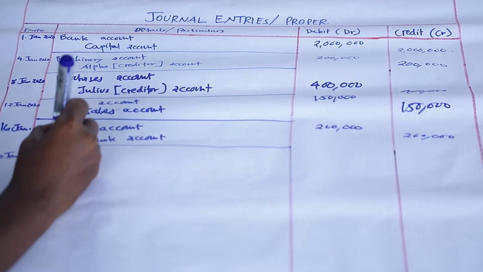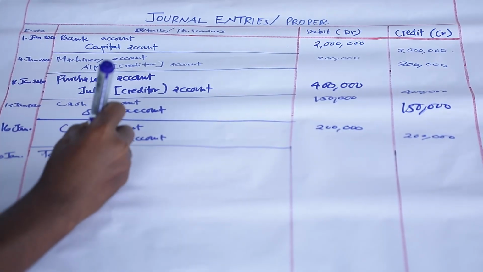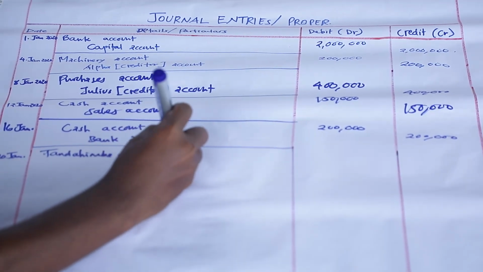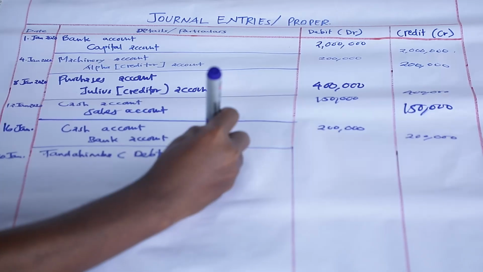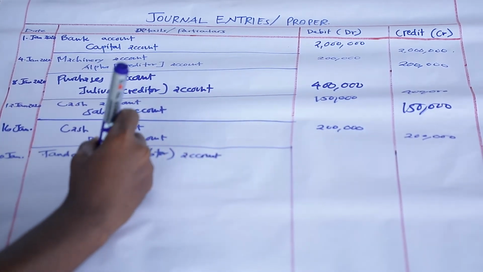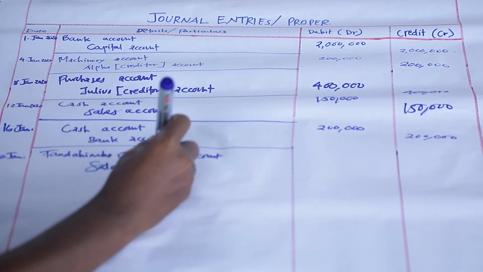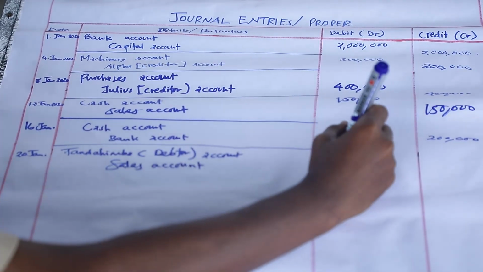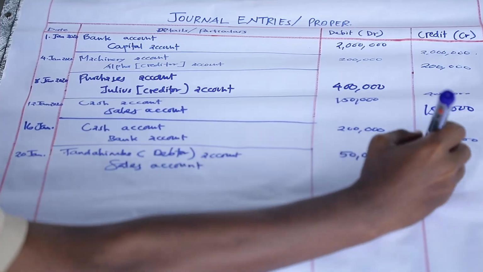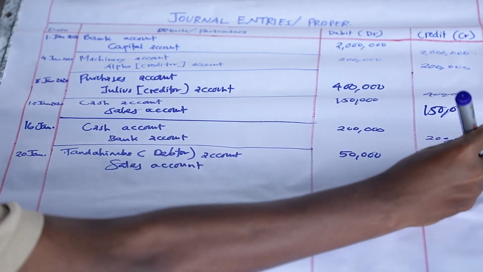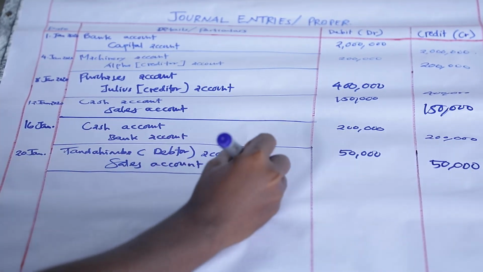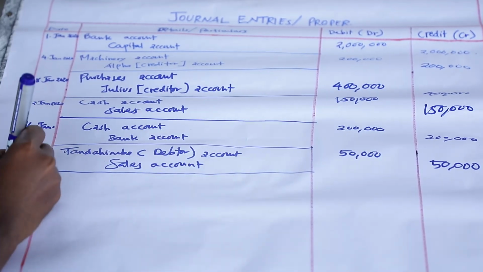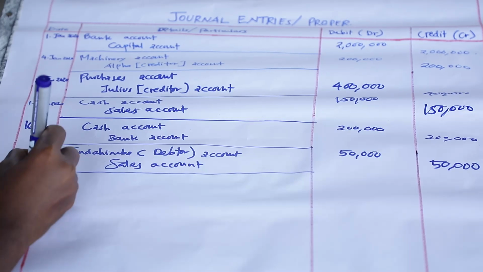We're going to debit Tandaimba, who is a debtor because we sold goods on credit, and we're going to credit the sales account because it's a revenue, so it has a credit nature. So the amount will be 50,000. So all credit transactions will not be posted in the cash account because no payment was received. That's why we are not opening the cash account for the credit transactions.